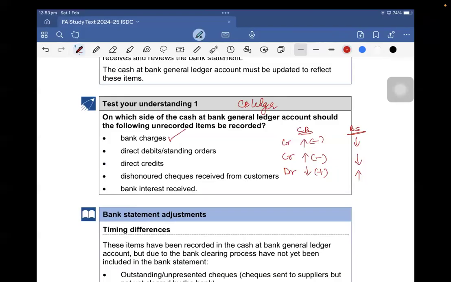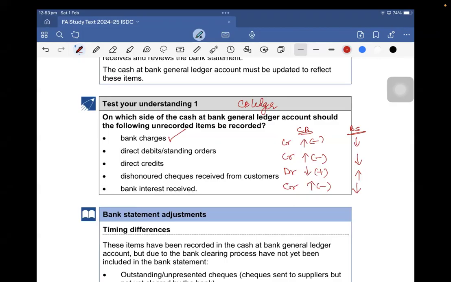Next one is dishonored checks received from customers. When you got your checks from your customer, you took it into your cash book account, so your cash book balance increased. But when you took it into your bank, the check got dishonored. That means the bank balance remains low and your cash book balance is high, so you need to keep it down. So you credit it.